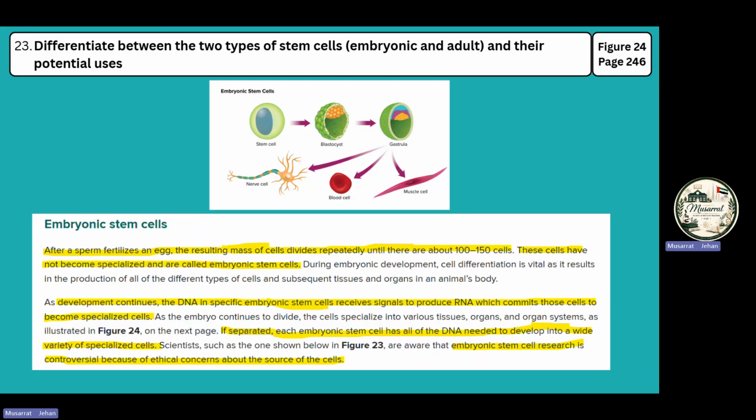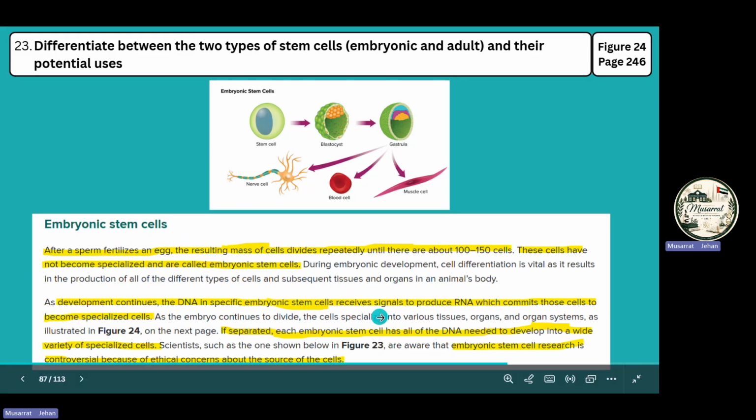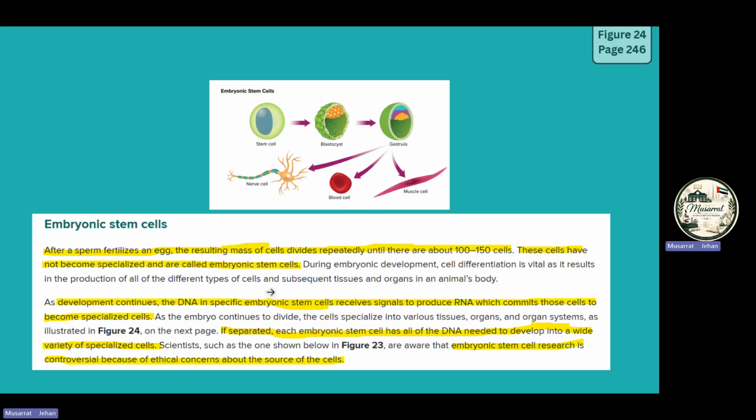If we separate an embryonic stem cell, it has all the DNA and it can form a wide variety of specialized cells. But this is a very controversial topic, whether we should use it for research or not, because of ethical concerns about where we got the cells from.